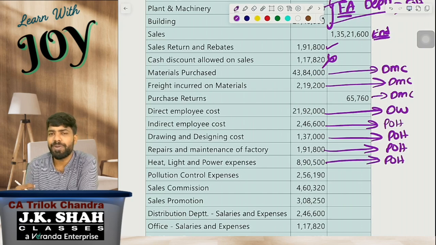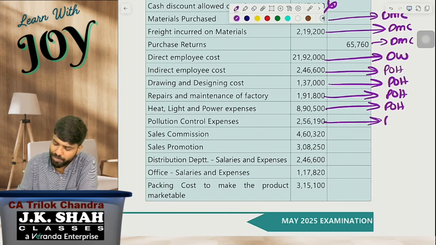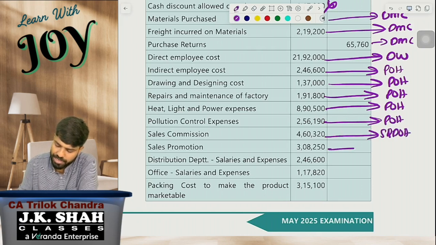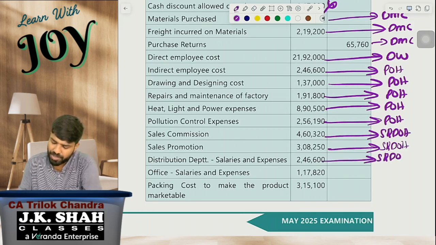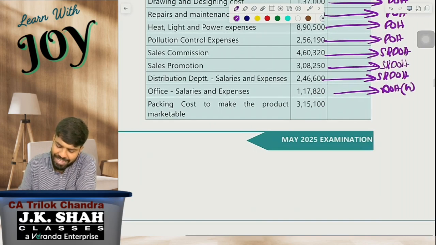There is one more adjustment based on this, we'll consider that later. Next, pollution control expenses, production overheads. Sales commission, selling and distribution overhead. Sales promotion, selling and distribution overheads. Distribution department salaries and expenses, selling and distribution overheads. Office salaries and expenses, administration overhead general. Packing cost to make the product marketable.